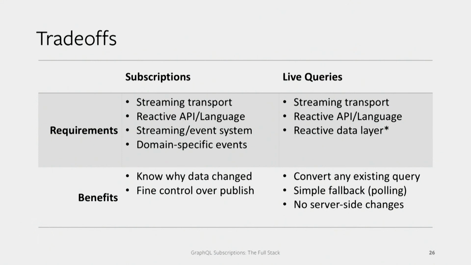As for benefits, with subscriptions, when a subscription event triggers, you know exactly why the data changed, whereas you may have to reconstruct that information by diffing the states in the live query case. For subscriptions, you also have fine control over the publish, so the end-to-end flow of why this thing triggered is more explicit. And on the live query side, you can theoretically convert any existing standing query into a live query. And you can also fall back from a live query to polling, which is very useful. And then once you have your reactive data layer, no other server-side changes are required to enable live queries.